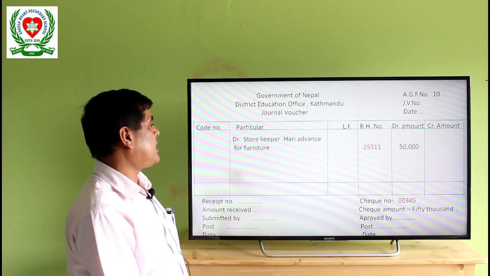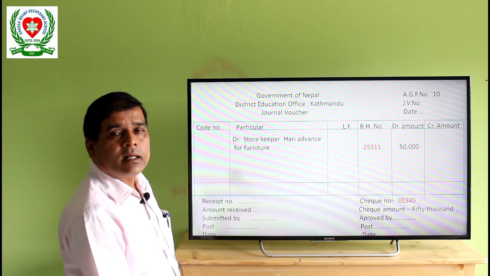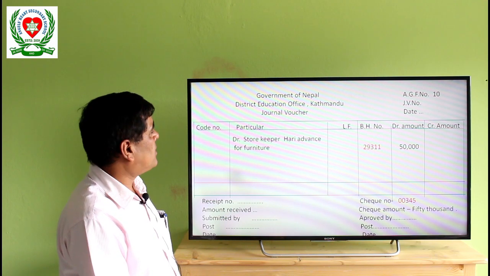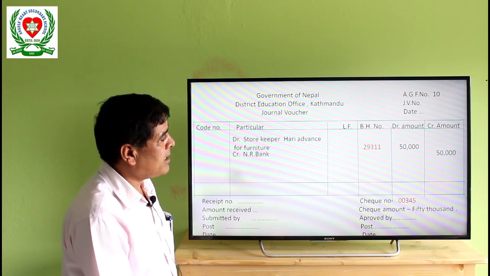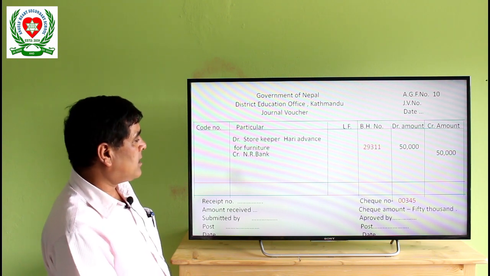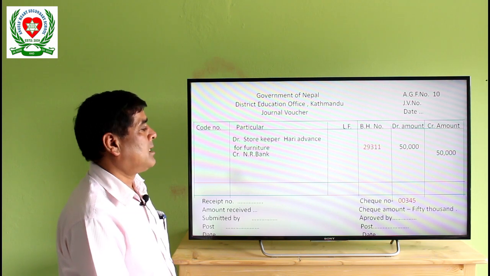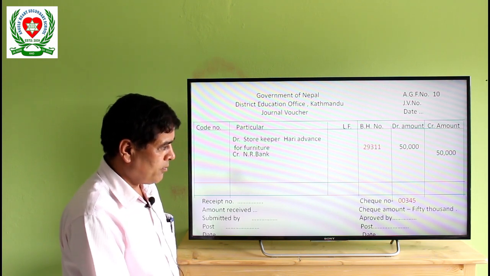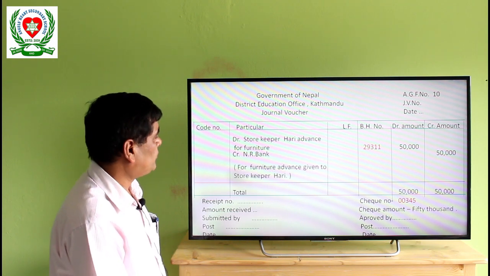Debit storekeeper Hari, advance for furniture, BS number 29311, that is the BS number of furniture, and credit NR Bank, both sides 50,000. Check number is given 00345, amount is given 55,000. In this way we have to write down.